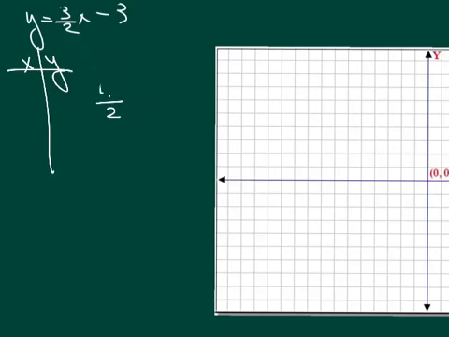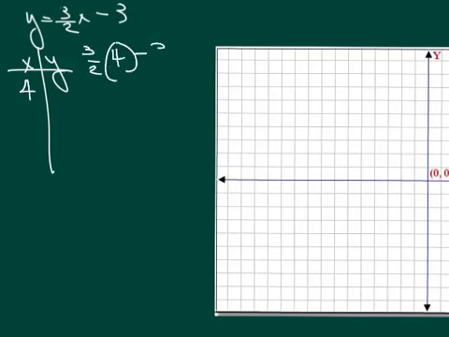So when I have a fraction as my slope, or as, you know, the number in front of my x there, if I decide on an x value that is a multiple of 2, that will get rid of the fraction. So for example, let's say a multiple of 2. Let's say I make x 4.